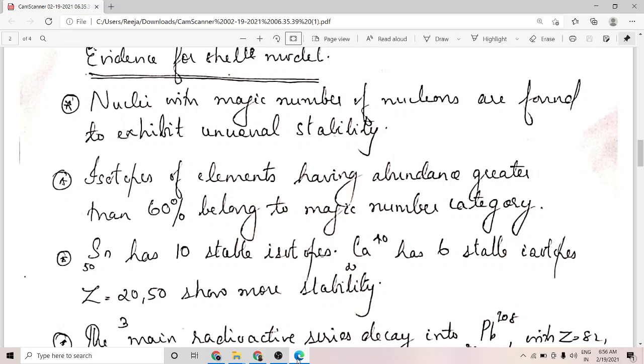Then isotopes of elements having abundance greater than 60% also belong to the magic number category. That is Sn-50, tin, has 10 stable isotopes. So 50 is a magic number here. Now calcium-40, with atomic number 20, has six stable isotopes. 20 and 40 are magic numbers.